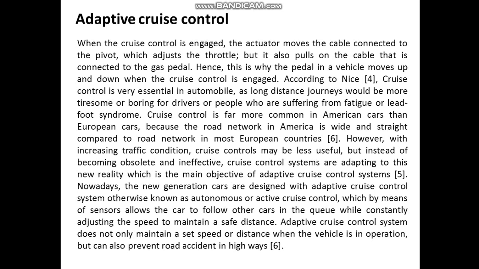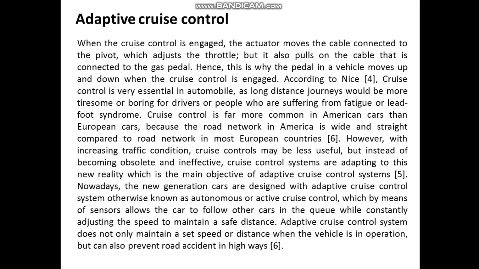So according to NICE, cruise control is very essential in automobiles, as long distance journeys would be more tiresome or boring for drivers or people who are suffering from fatigue or lead foot syndrome. This will be very beneficial. Cruise control is far more common in American cars than European cars, because the road network in America is very wide and straight compared to the road network in most of the European countries.